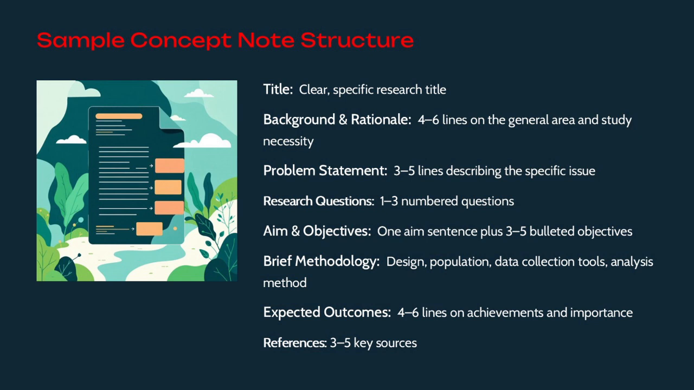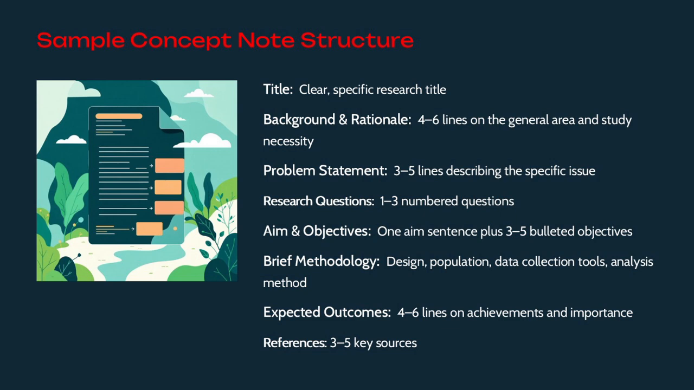Here is a sample in this slide. First you are talking about the title, then the background and the rationale behind that particular topic, problem statement, research questions. You can put it in 1 to 3 numbered questions, that these are my research questions 1, 2, 3, or you can just put it in bullet points. Then aims and objectives, they are both the same thing, so again you have to put it in bullet points. Then brief methodology, that also in bullet points you can put, or you can write a paragraph. Then what are the expected outcomes.